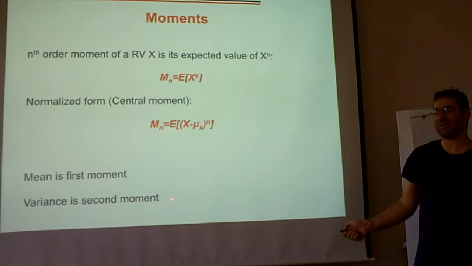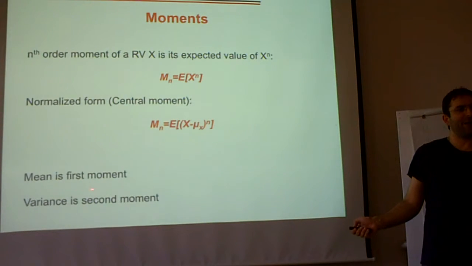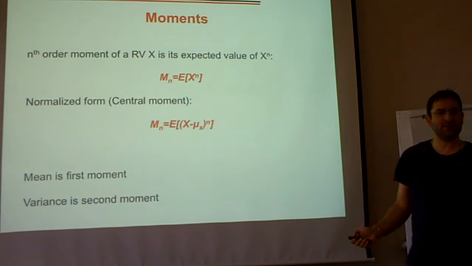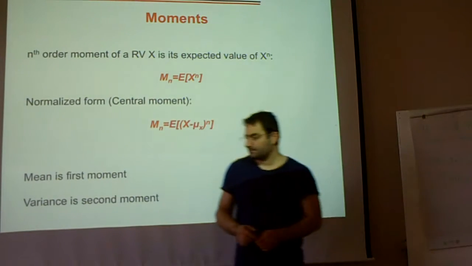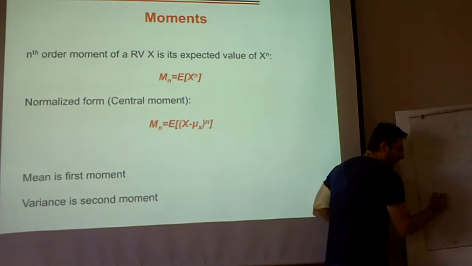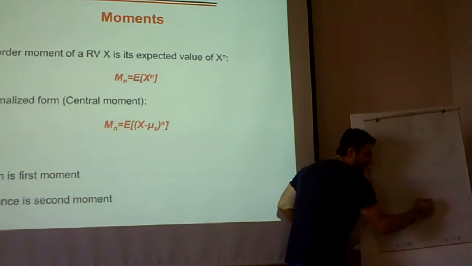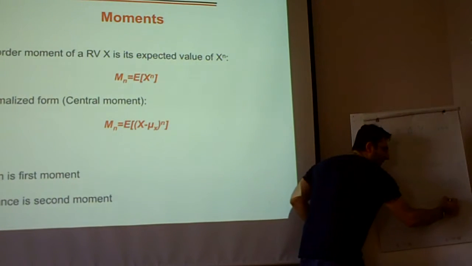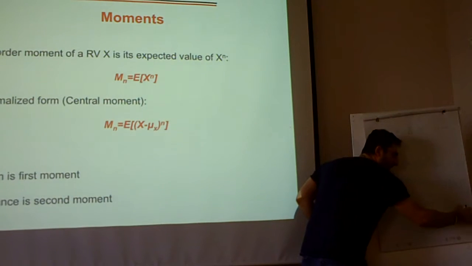So variance is the second moment is not true. Variance can be calculated from the second moment. We know that sigma x squared is moment 2 minus moment 1 squared.